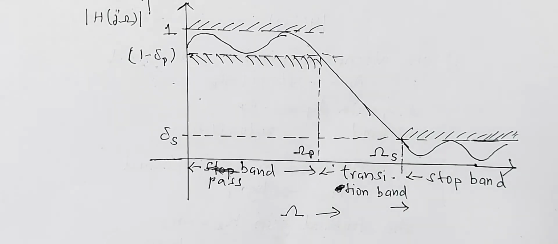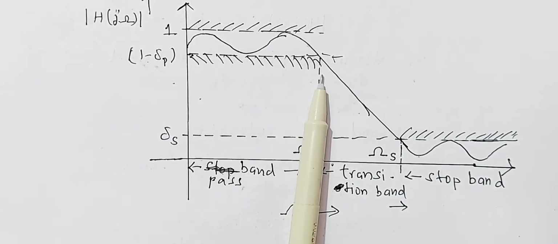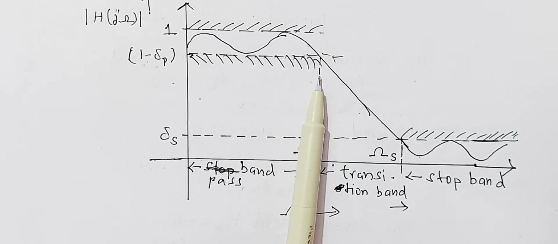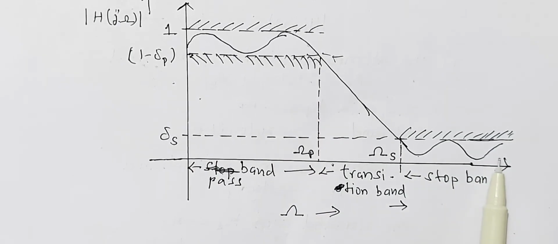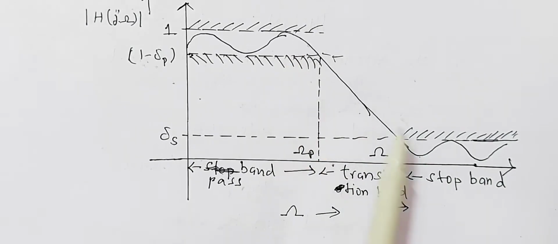So any analog filter has three portions. One, output voltage allowed, that is pass band. Another, output voltage stopped, that is stop band. Another, the change of state from pass band to stop band, that is called transition band.